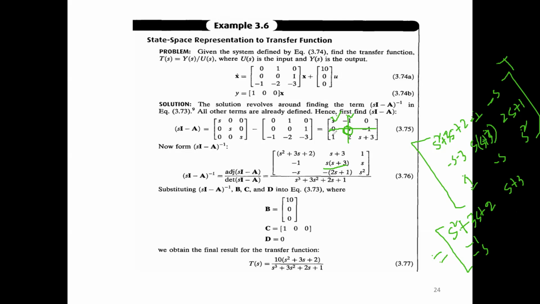And here for this one, 0 if you take this. And it would be minus this, if you take the common. So like this way, actually, okay. So s plus 3, s into s plus 3. And here 2s plus 1. Like this way. So like this way, you get this, and for the determinant, you follow that equation.